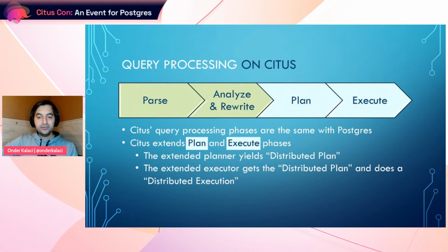Citus's query processing phases are the same as Postgres. The main difference is that Postgres allows users and its extensions to extend its capabilities, and at this point, Citus extends the planner and executor parts of this flow. The extended planner yields a distributed plan, and the extended executor gets a distributed plan and does a distributed execution, which we will double click on in the future slides.